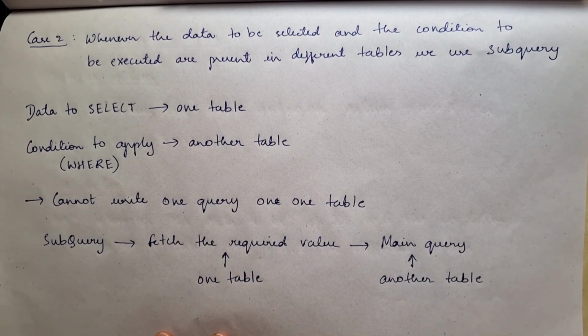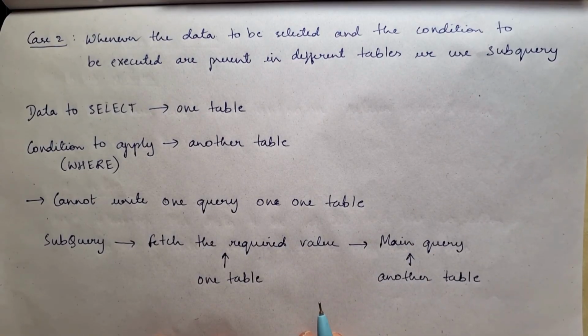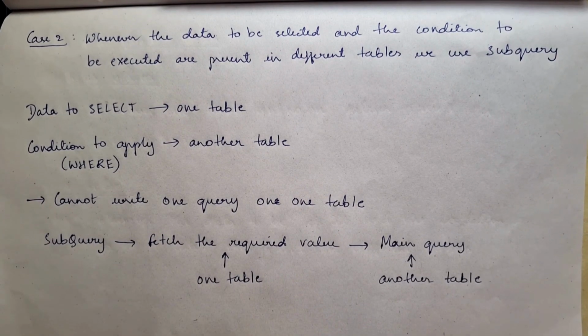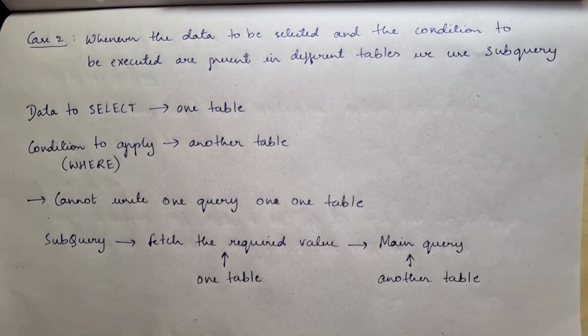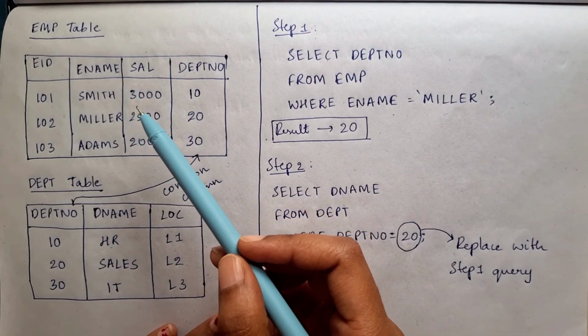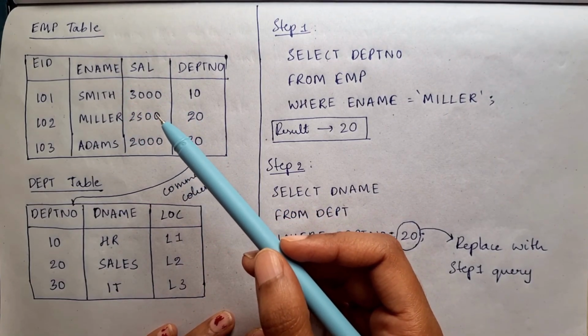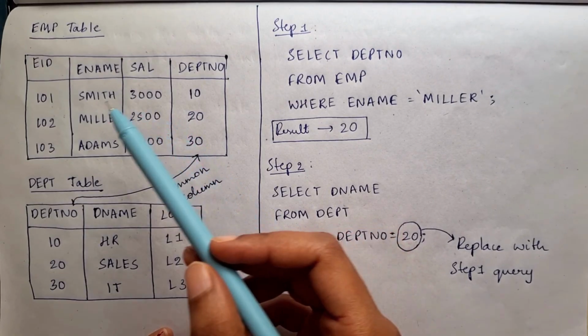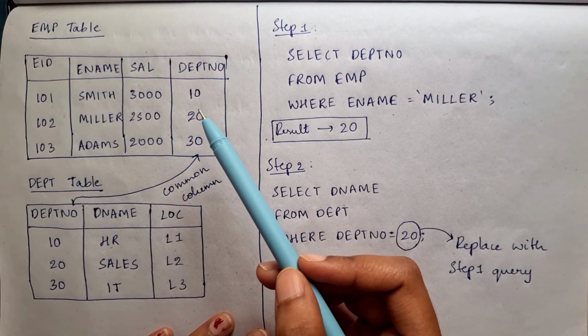So guys, the key idea to remember here is when the data to be selected and the condition to be applied are present in different tables, we use a subquery. Okay guys, don't get confused. We will understand this case by understanding two tables. The first table we have here is the EMP table. This table stores information related to employees. Now let's understand what each column represents.